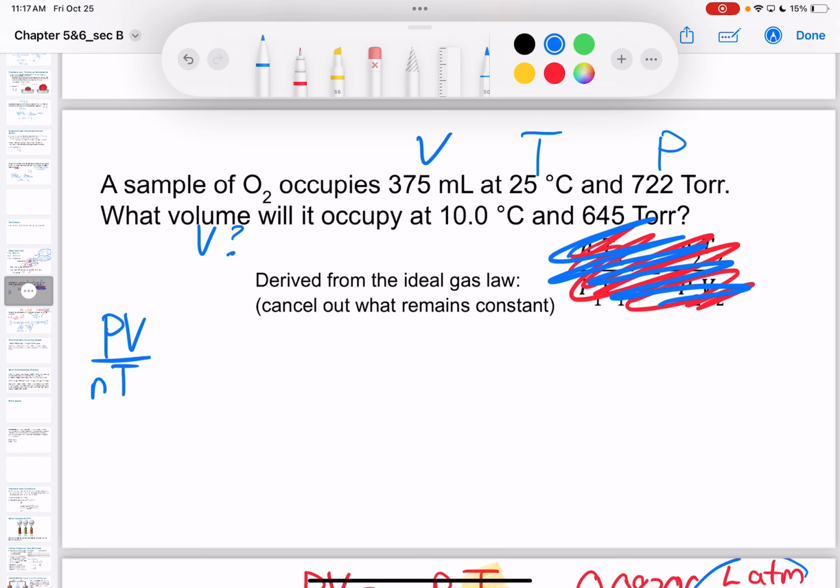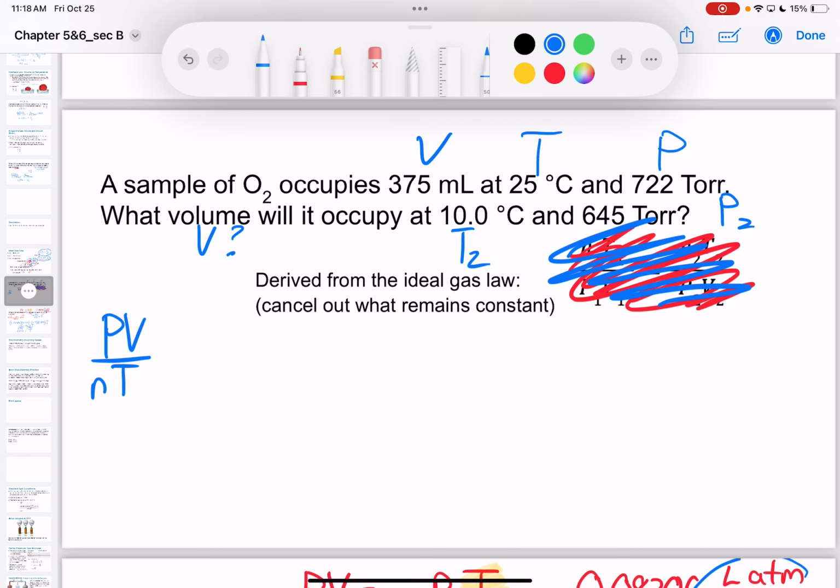Volume's the thing I'm looking for. I have another temperature and another pressure. I would say it's probably really useful for you guys to go through and label each V, T, P, N every time you have a problem. Not only will it help keep it straight, but it'll also help you figure out what equation I need to use, what form of the ideal gas law I need to use right off the bat.